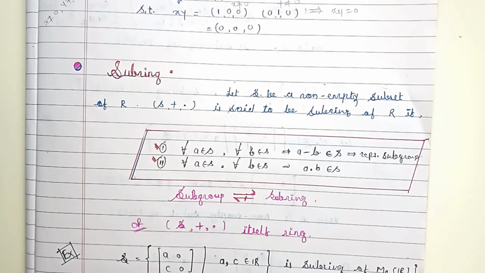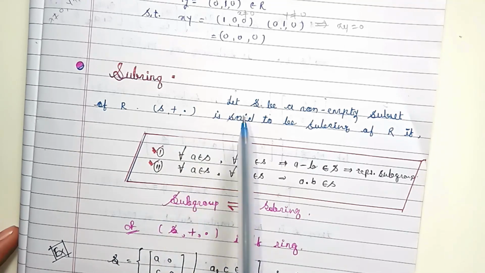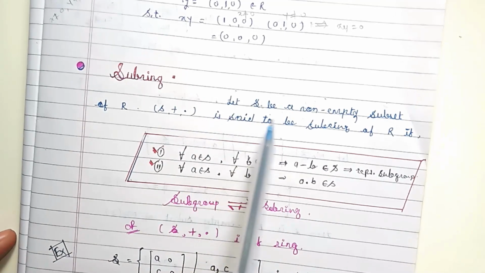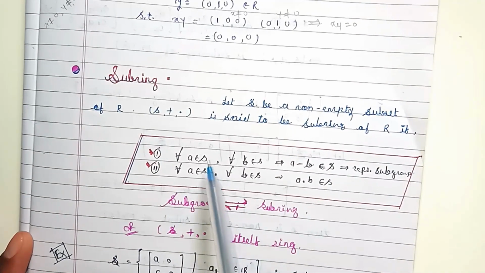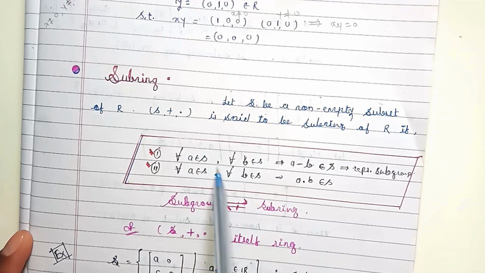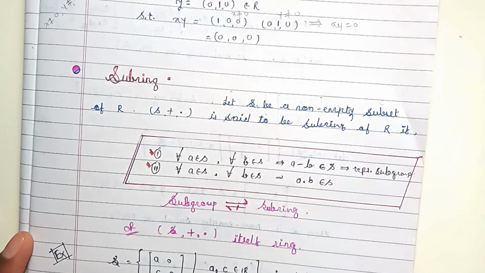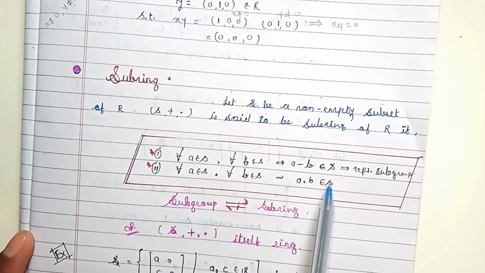A subring means a non-empty subset S under addition and dot, and S is said to be a subring of R when we have two conditions. The first condition says that if a belongs to S and b belongs to S, their subtraction a minus b also goes to S, so it represents the subgroup. We have the same property in a subgroup too. And if a belongs to S and b belongs to S, their dot product also goes to S. So if we take any two elements from our subring S, their subtraction also goes in that subring, and their product also goes in the subring.